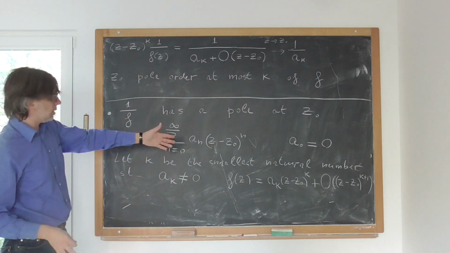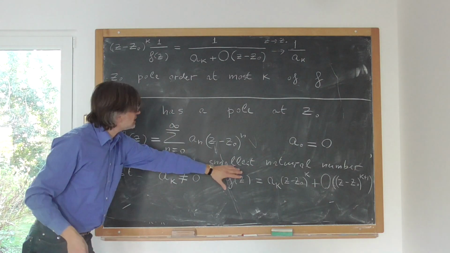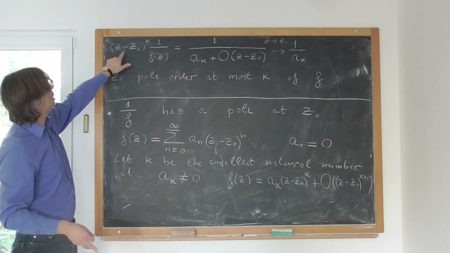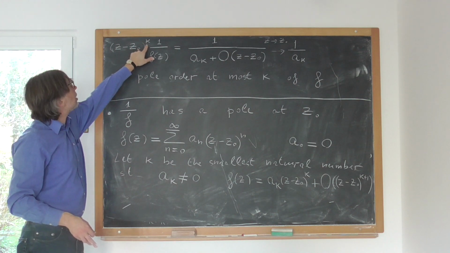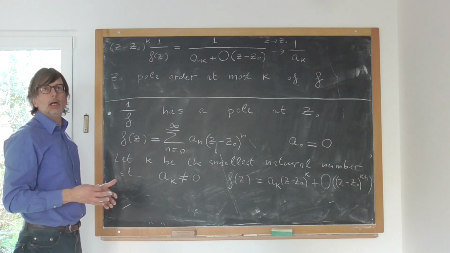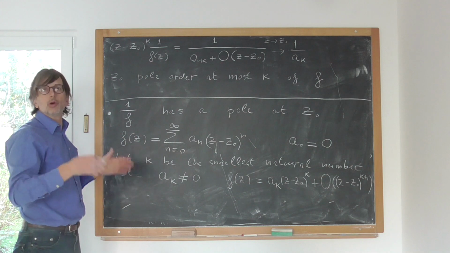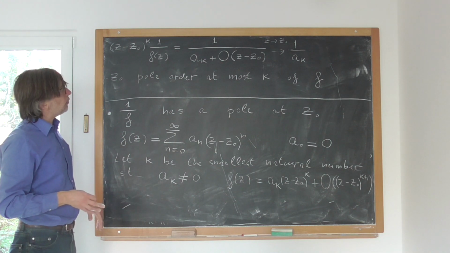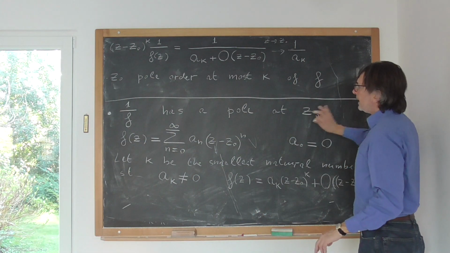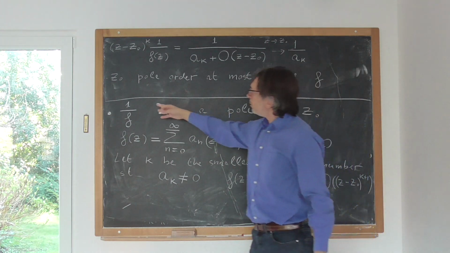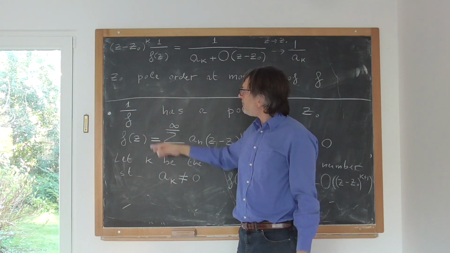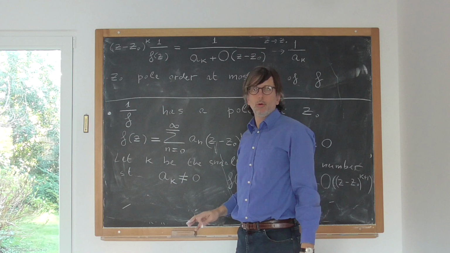Okay? And actually you can also check that under this assumption the order of this pole is precisely k, because if you multiply by a smaller power of z minus z naught, the result will be a function which diverges. So in absolute value it goes to plus infinity when z converges to z naught. So this shows that if we take a function with an isolated zero and then we look at the inverse of this function, 1 over f, we obtain a function which has a pole.